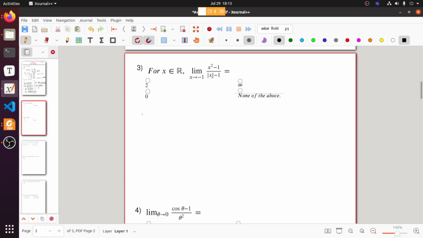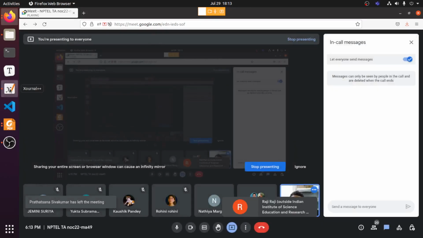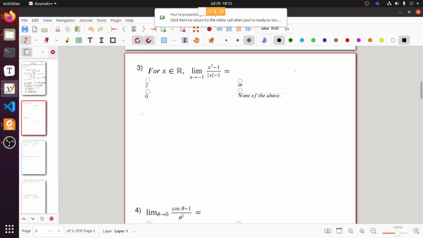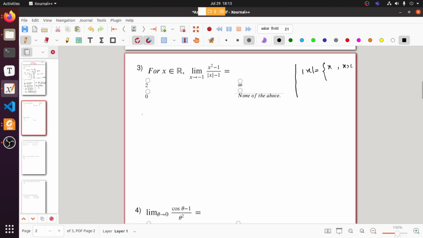So as there is mod, what is meant by the modulus? Let me write it. Mod x equals x if x is greater than 0, and it will be minus x if x is less than 0, right? So this is modulus of x. So what will be the function? This x square minus 1 by mod x minus 1 will be of two types. It will be x square minus 1 by x minus 1 if x is greater than 0, and if x is less than 0, what happens? It will be minus x minus 1.